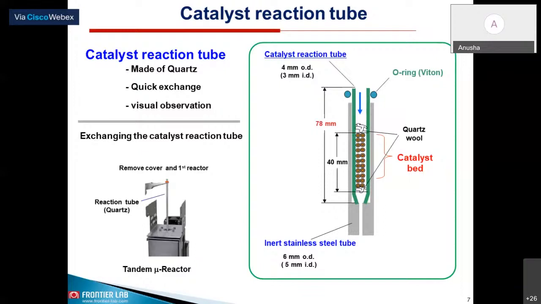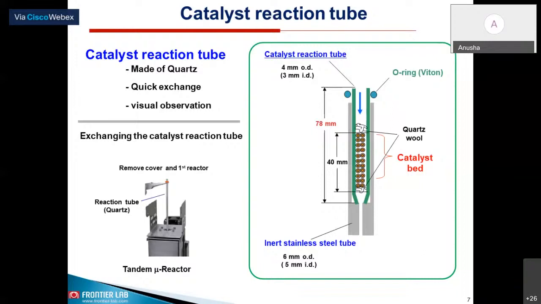The catalyst reaction tube is mainly made of quartz, as I already told you, and it is very easy and quickly interchangeable. You can also visually observe what is happening, the form of the beads and also the color change. Everything can be seen because it is transparent. This is how the catalyst reaction tube looks, almost 6 mm OD. You can see the diameter and so on.